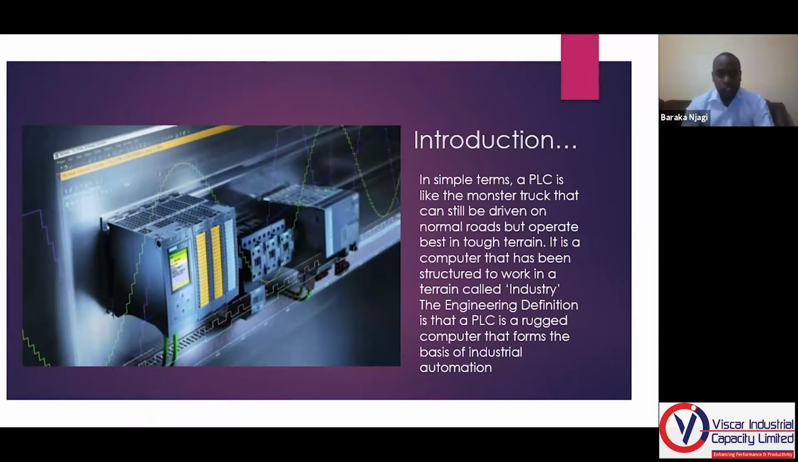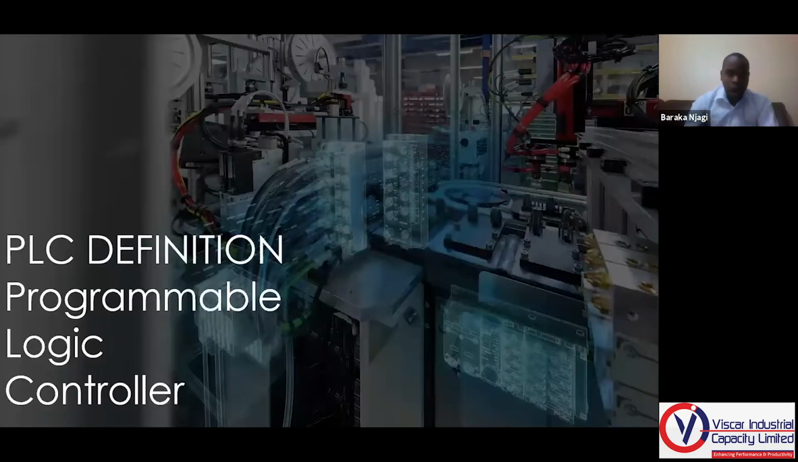In this course, I want you to understand that we are covering all types of people, from people who do not have any idea of what a PLC is, to those who have at least a bit of knowledge of what a PLC is. So don't mind the simple explanations. I want us all to have an understanding of what they are. The engineering definition of a PLC, as I've written there, is that it's a rugged computer that forms the basics and the basis of industrial automation. So industrial automation simply cannot happen without PLCs.